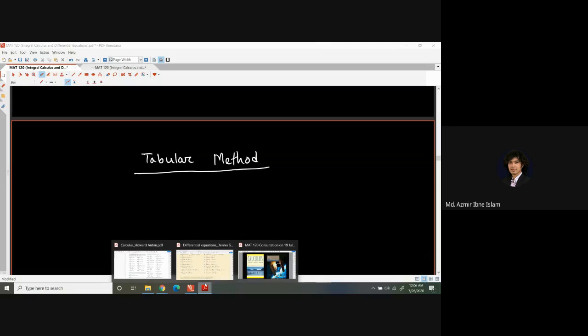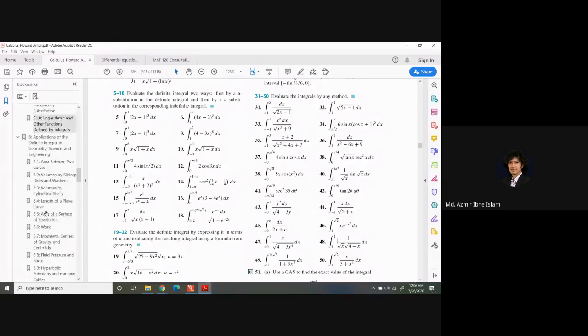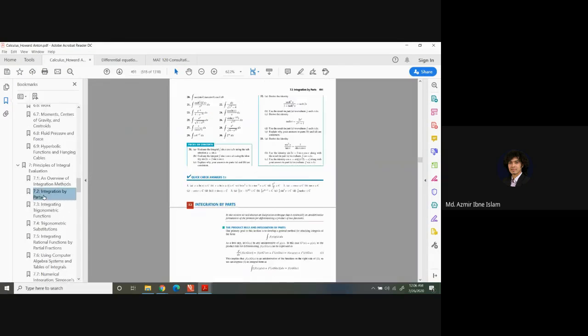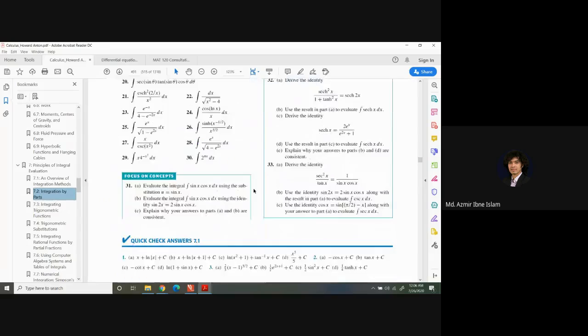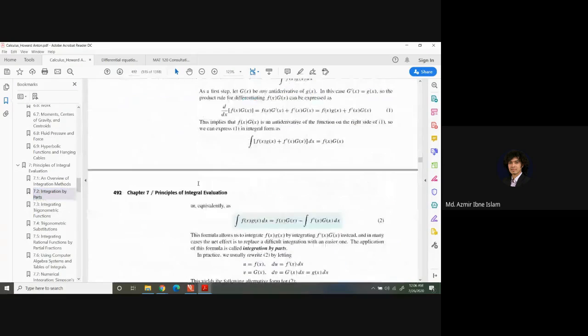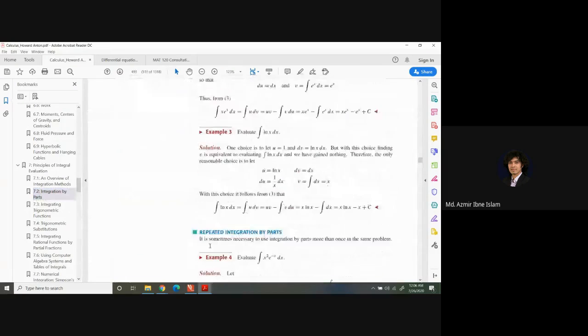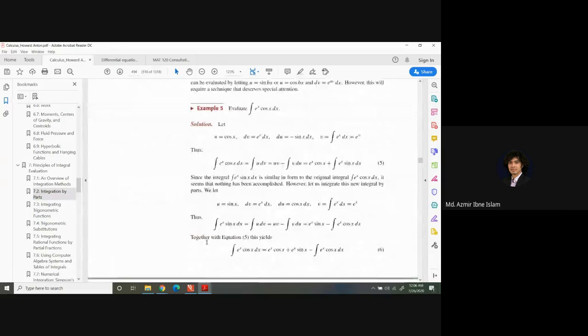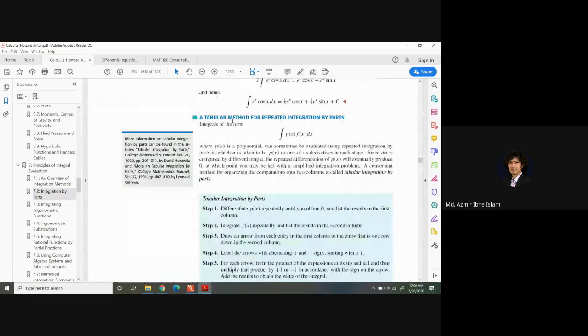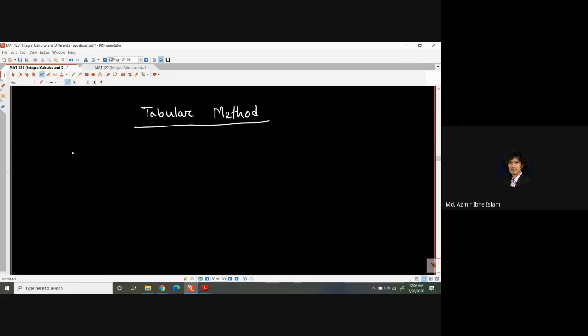So we are going to discuss the tabular method for now. You will find the concept in section 7.2, that is integration. Besides integration by parts, you can see the tabular method here. You can see that we have a function p(x) times f(x). I'm not going with this one. Let's come here. Again, here we have u times v dx.